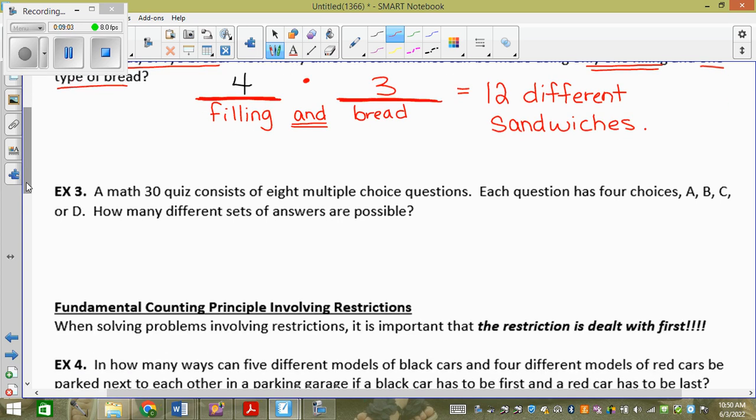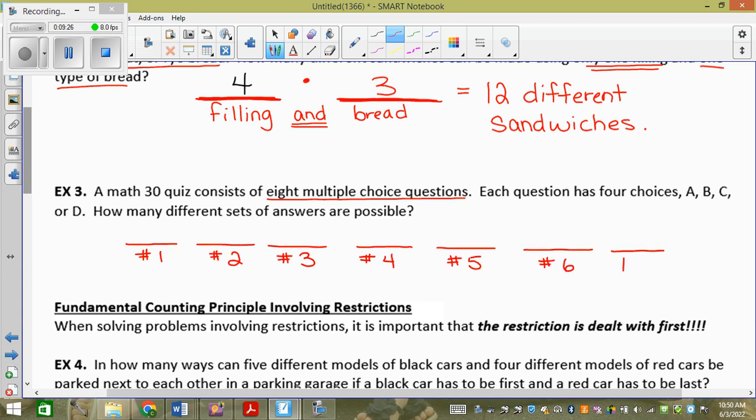Okay. This one here, we have a Math 30 quiz, consists of 8 multiple choice questions. So I have question number 1, question number 2, question number 3, question number 4, question number 5, number 6, number 7, number 8. All right? Now we have to ask ourselves, and or.